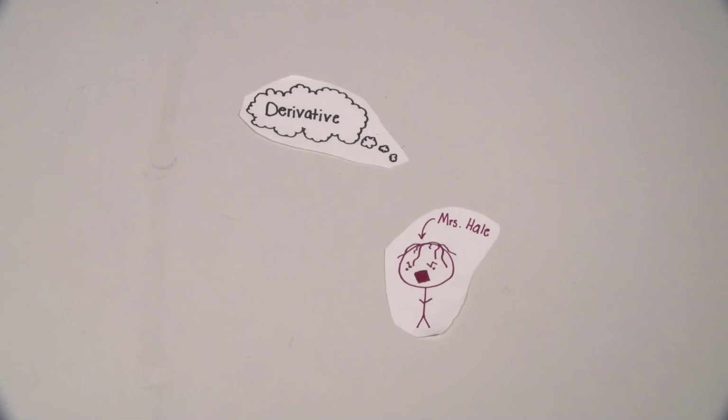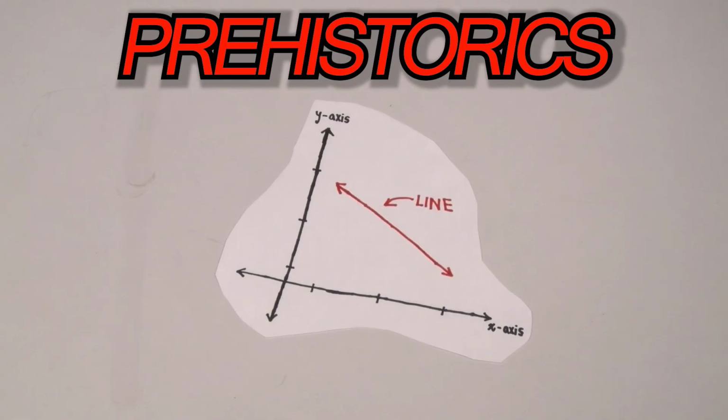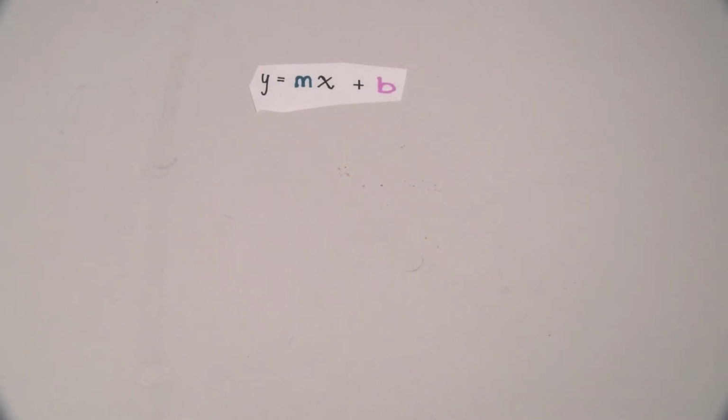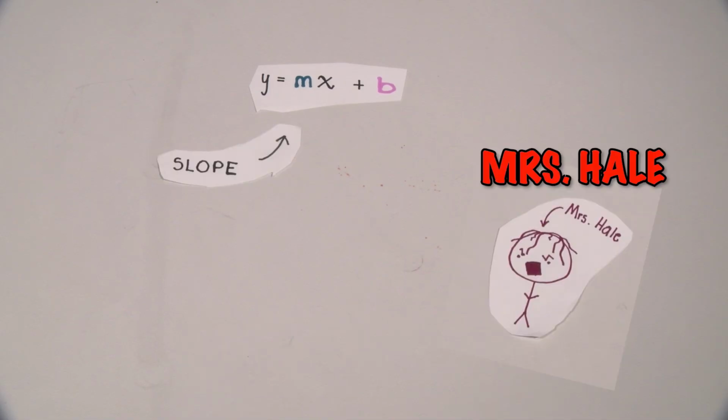Once upon a time, hell had a name, and it was literally hell. My high school math teacher, Miss Hell, preached that the derivative, or in mathematical terms, solving for dy over dx, was simply the slope. To understand this, let's rewind all the way back to the prehistorics, a graph and its line, or the dreaded y equals mx plus b we call slope-intercept form. If you remember, the m stands for slope, aka what Miss Hell preached was the derivative.